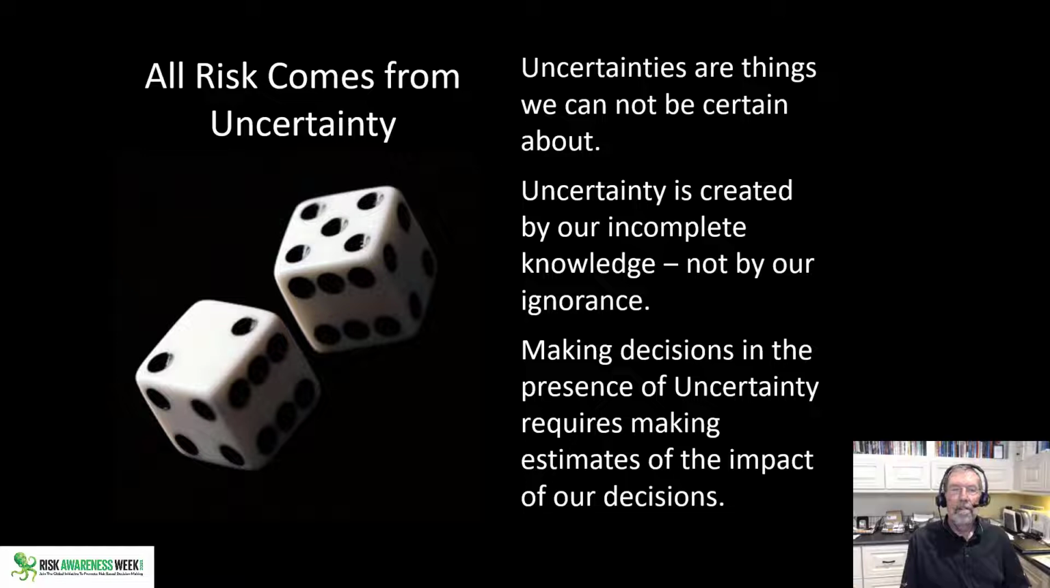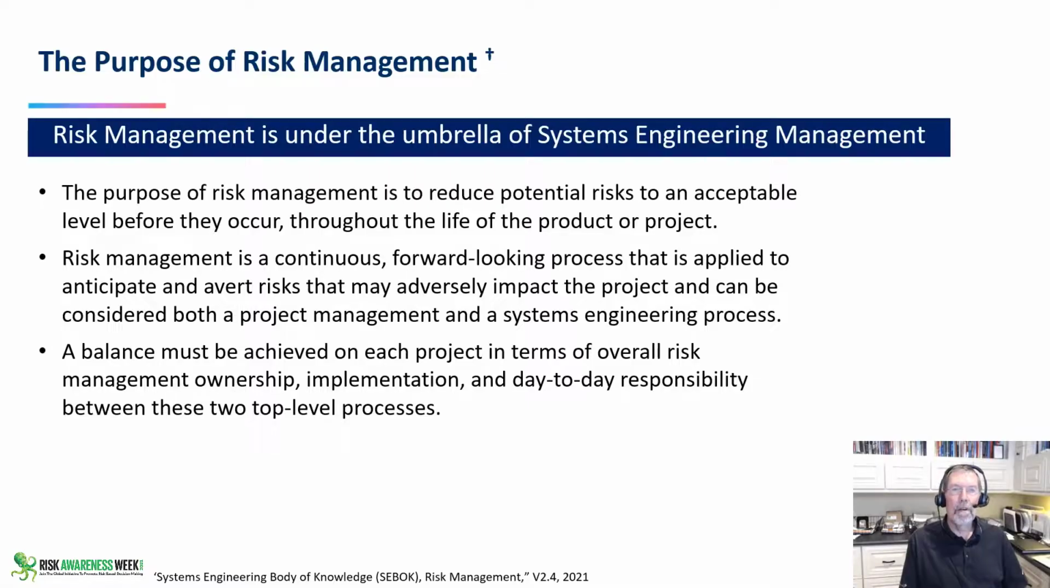And before we get started here, let's remind ourselves one more time that all risk comes from uncertainty, and uncertainties are basically things that we can't be certain about. And it's created by our incomplete knowledge. That's the epistemic uncertainty. And it's created by random processes, which is our aleatory uncertainty. So our job as project managers is to manage in the presence of this uncertainty to increase the probability of success. So everything we do in the project and program management world operates in the presence of uncertainties, and those uncertainties always create risk. So what's our real job here as risk managers in our practicum world?